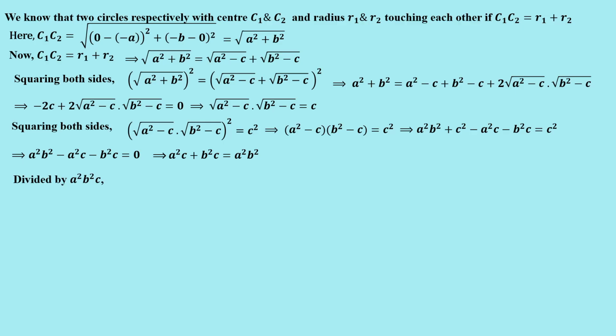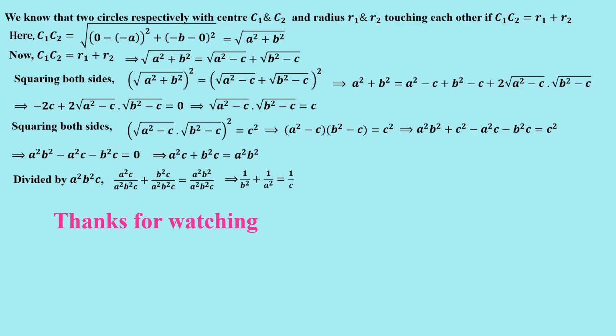So divide by a²b²c. So a²c/(a²b²c) + b²c/(a²b²c) = a²b²/(a²b²c). So a²c gets cancelled in the first term, b²c gets cancelled in the second term, and a²b² gets cancelled on the right. So remaining 1/a² + 1/b² = 1/c, which is to be proved. Thanks.